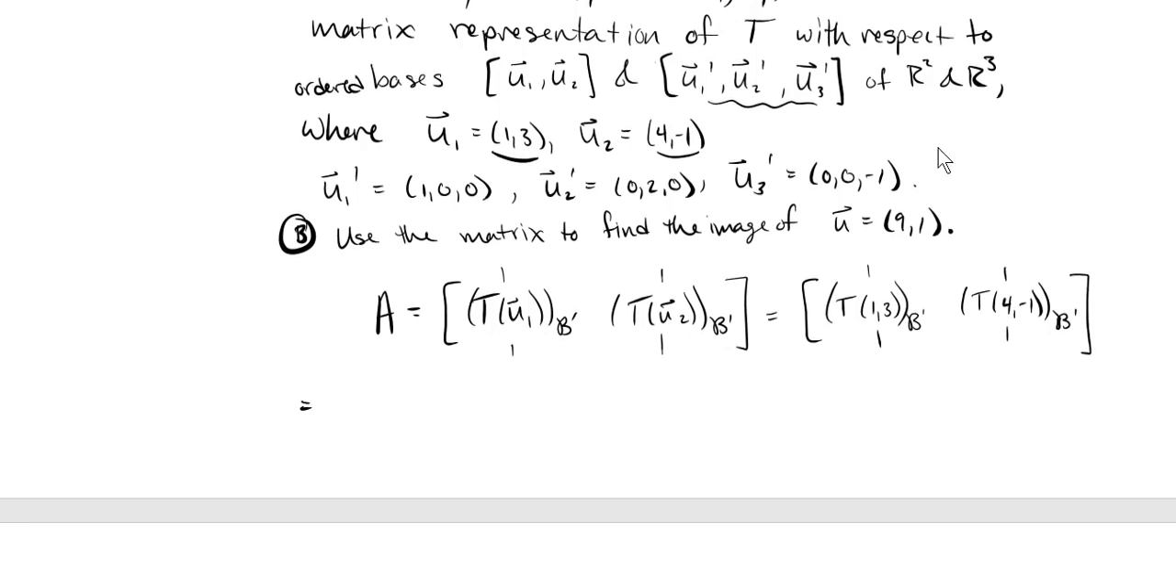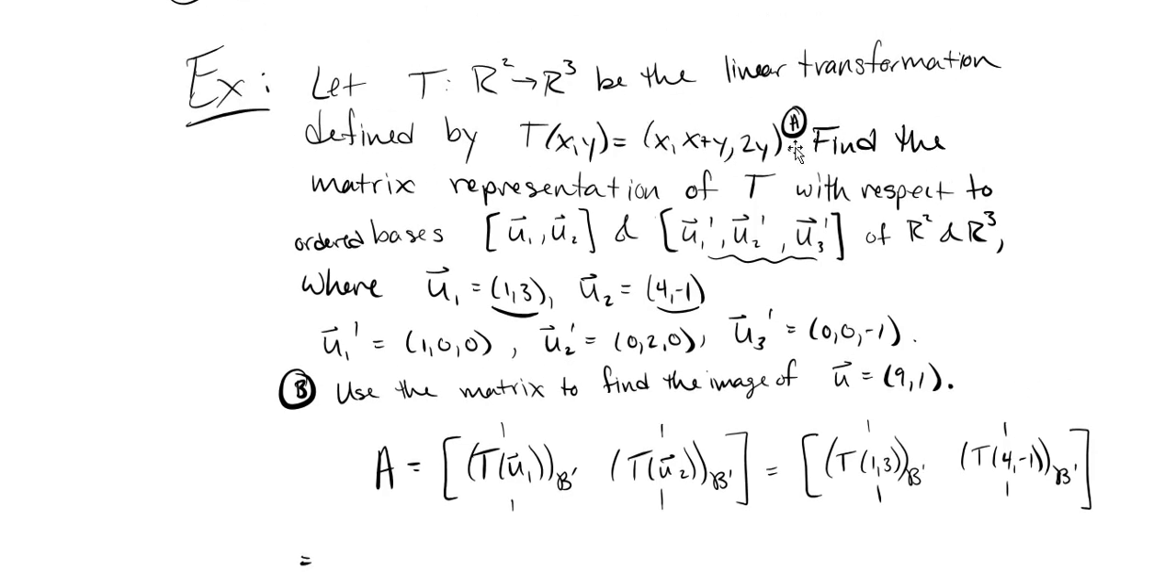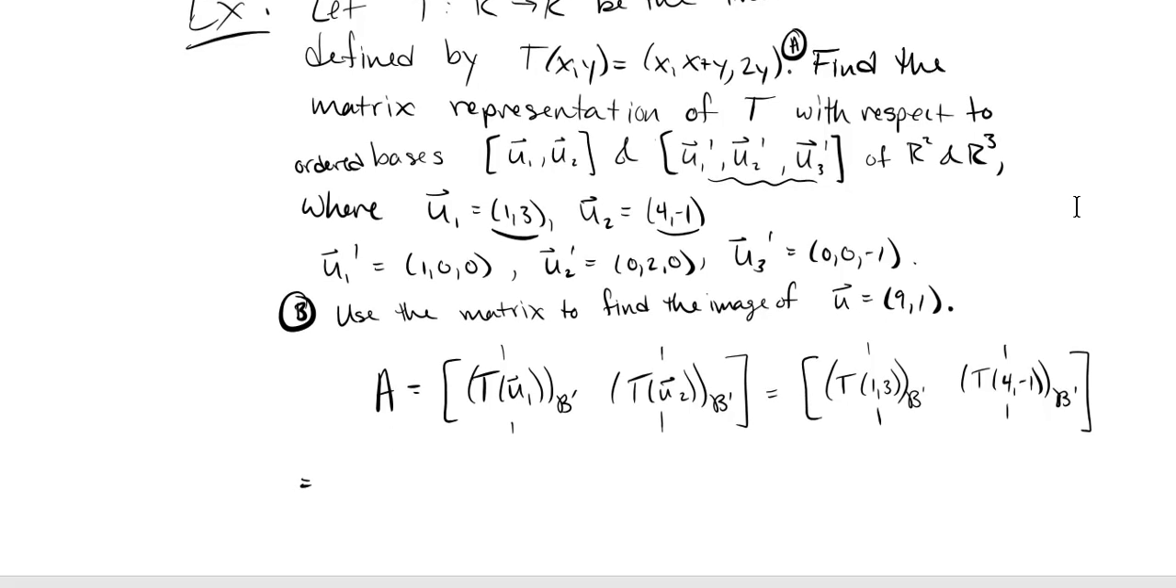So what do we get? T applied to (1, 3), remember T is this transformation up here. That's pretty easy, right? So x is 1, x plus y is 4, 2y is 6. We want that expressed relative to B prime. And the next one, let's see what we get in the next column.